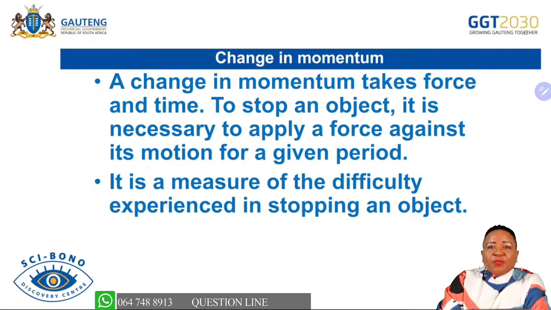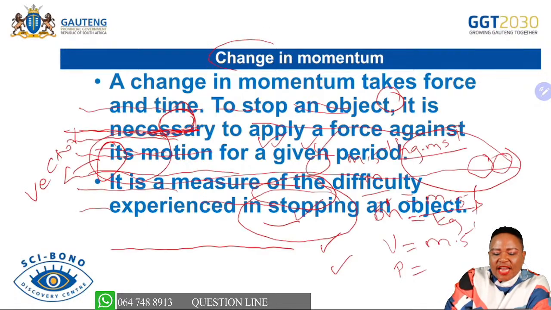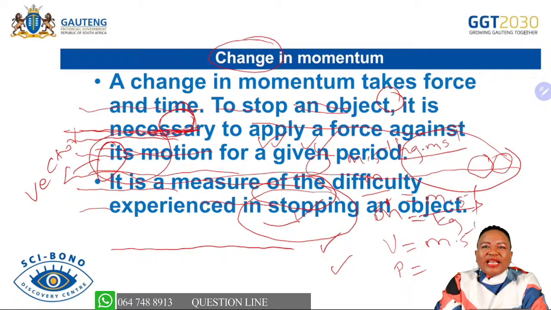So as you know that we are looking at the entire momentum topic, we'll definitely try and just look at every scenario that we can expect under momentum, given the little time that we are given, because this is definitely revision. Now let's talk about change in momentum. So what is a change in momentum? Change in momentum takes place when there is a force and time. So to stop an object, it is necessary to apply a force against its motion for a given period.